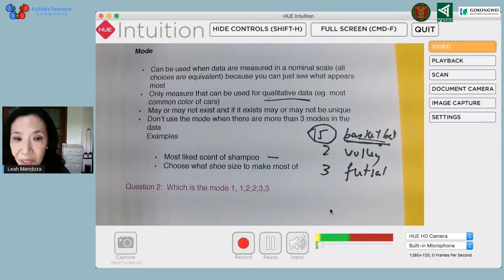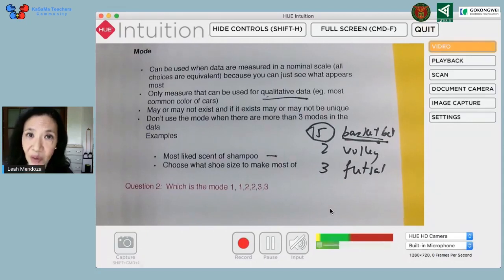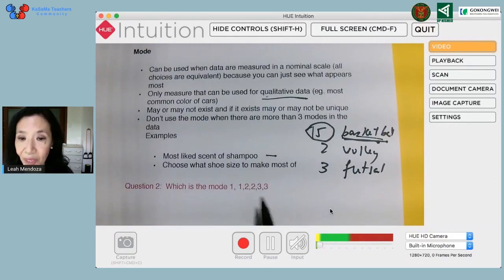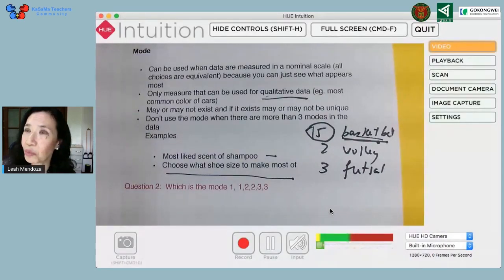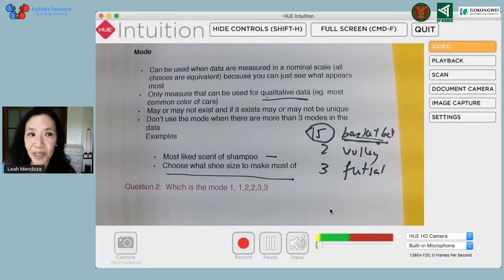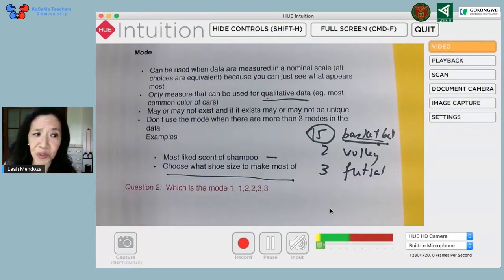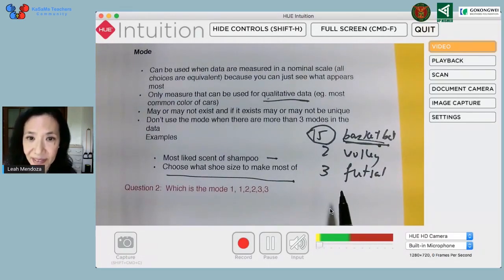Other examples are, what is the most liked scent of this shampoo? Again, the mode is the only measure of central tendency that can answer that question. Or let's say you make shoes. Which measure of central tendency can help me so that I know what size to make more of? You will not choose the average, because for all you know, if you choose the average, no one will fit into those shoes. But it is the mode that you should use for a question like this.